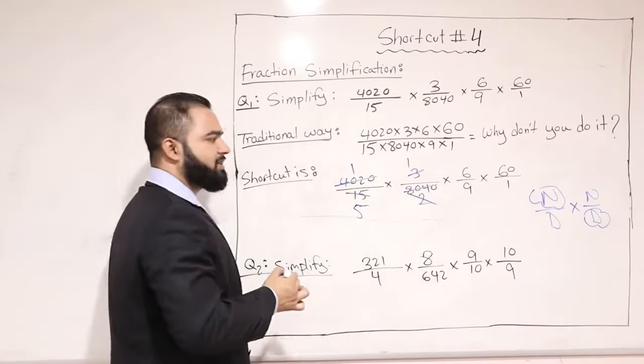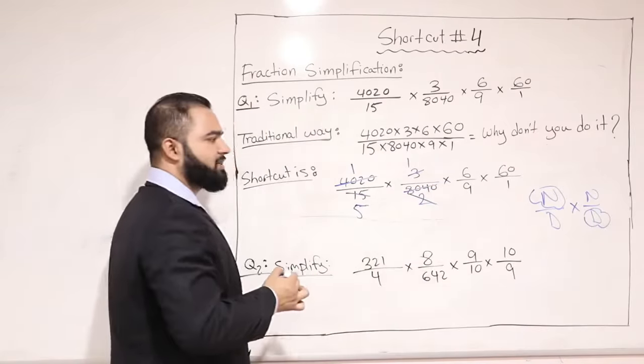Can we do any more cross simplification? Well, we have a 5 surviving and we have a 20. 20 is a numerator and 5 is a denominator. Can we simplify cross? Yes. So divide 5 by 5, we get 1. Divide 20 by 5, we get 4.